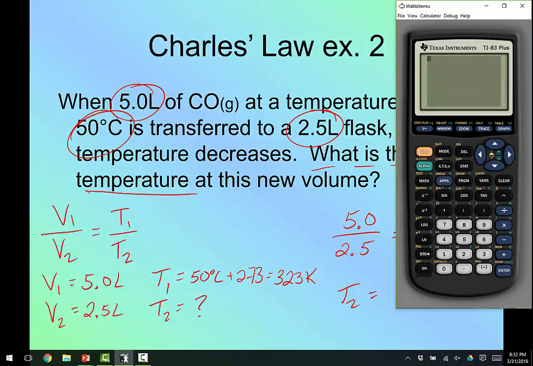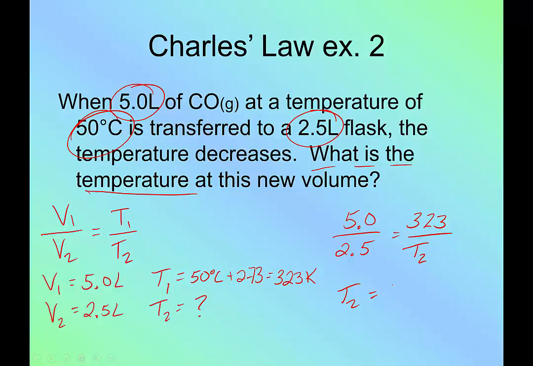So, again, I'm going to cross multiply. I'm going to take my 2.5 and I'm going to multiply by my 323. Okay, so that gives me 807.5. And then I divide by the thing that's going to be multiplied by the variable, which is 5.0. So I divide 5, and I get 161.5. So our answer here is 162 Kelvin.